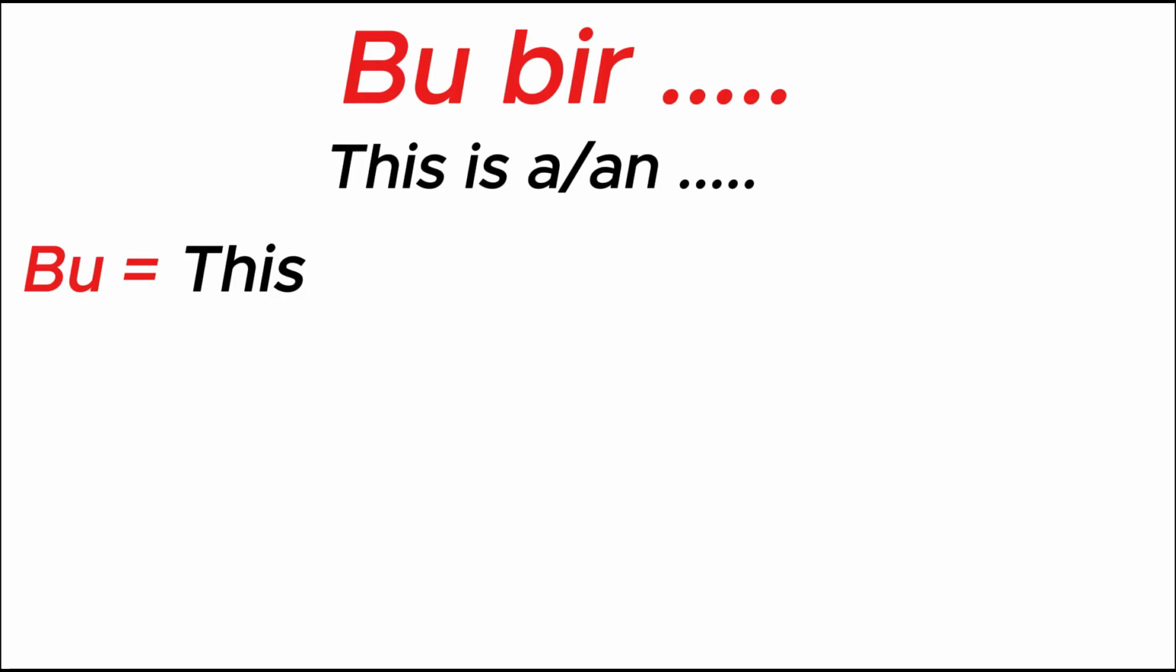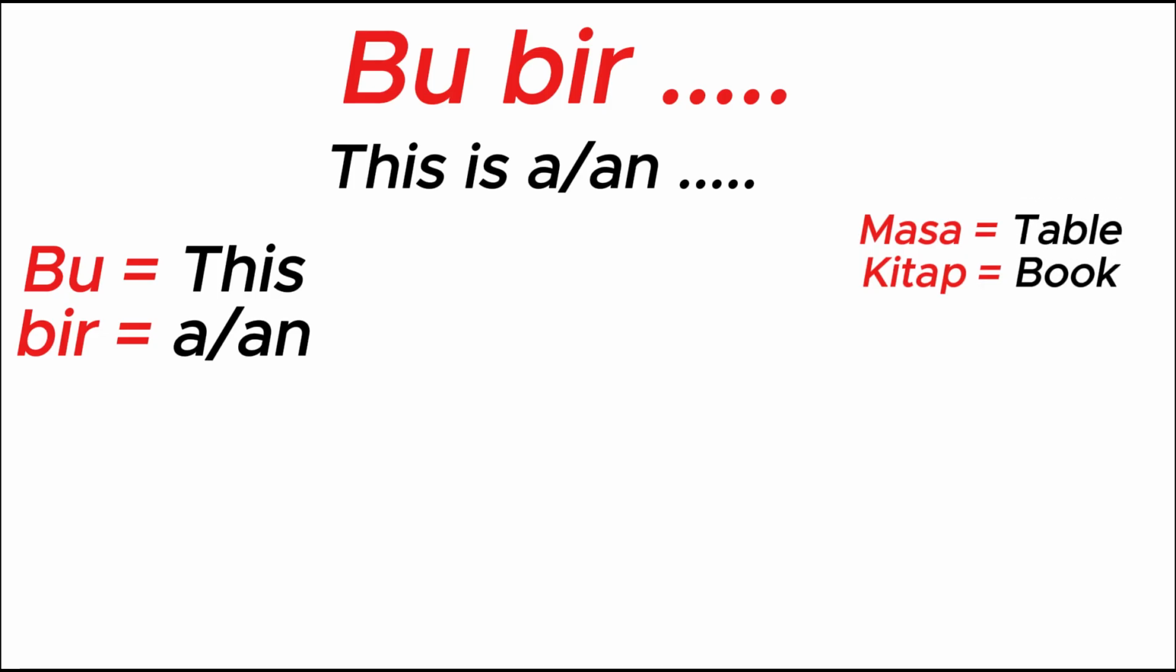Here, bu means this. Bu. It's very easy, right? And the next one is bir. Its function is like "a" or "an" in English. Bir means one in Turkish. It's a number, but here we use it as "a" or "an". Bir.